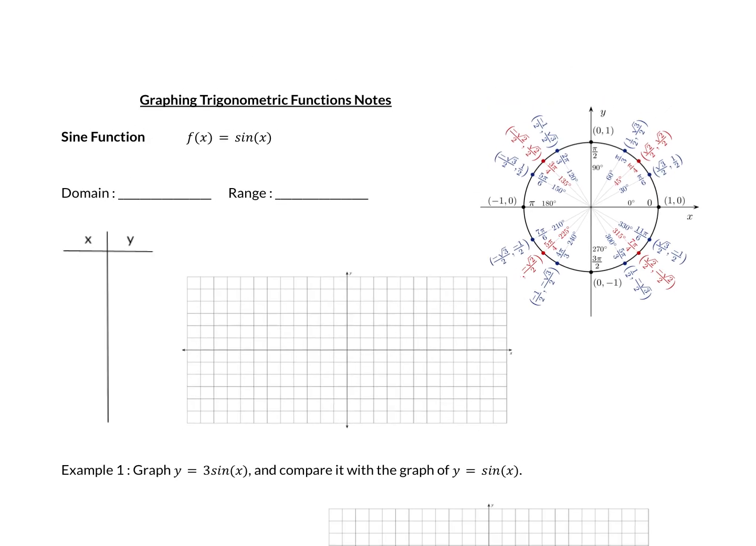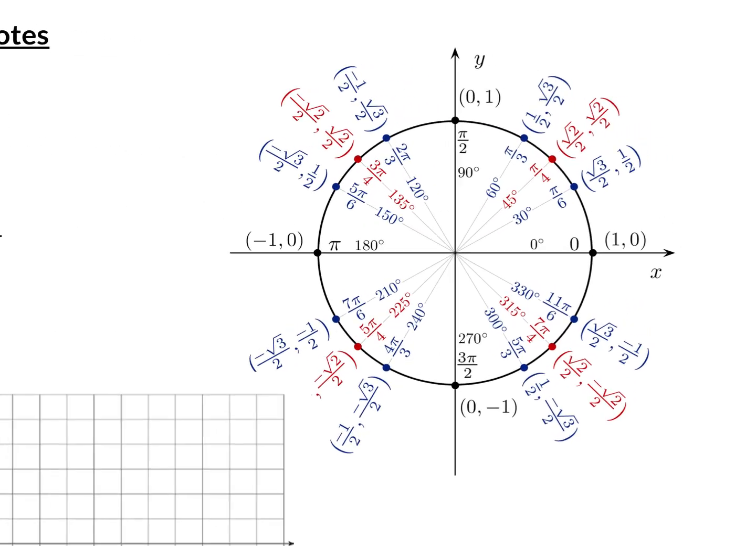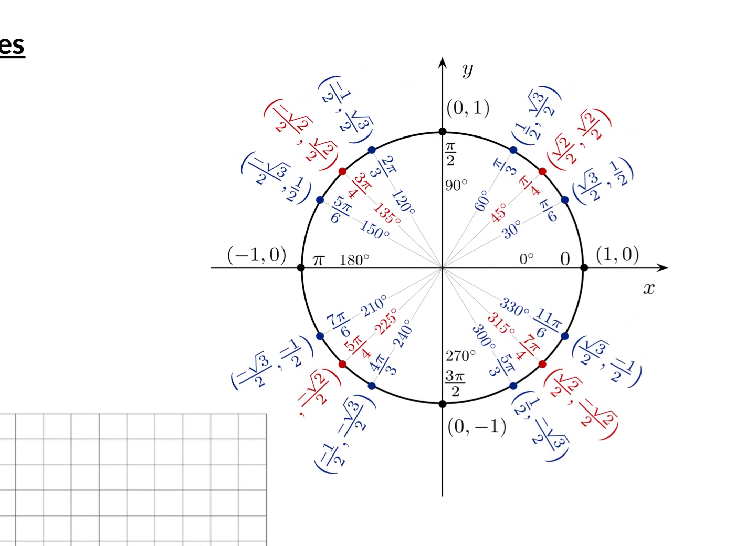All right, so we're going to graph trig functions, sine and cosine, today. And we're going to look at the parent functions like we normally do for Algebra 1 and Algebra 2, and then we're going to talk about what transformations happen and what that looks like in terms of the graph, okay? So your unit circle is over here on the right-hand side.